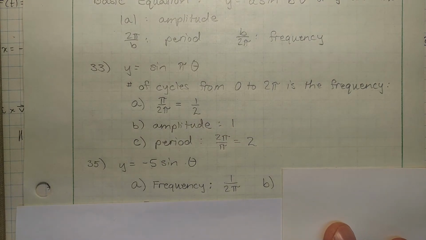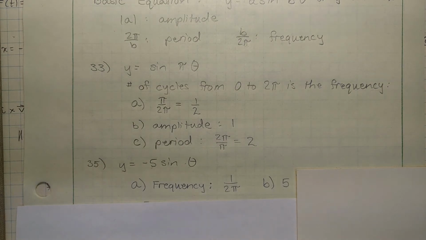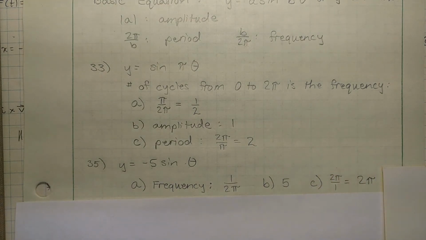And then for B, the amplitude is 5. It's the absolute value of this -5 here. And for C, the period is the reciprocal of the frequency, or just 2 pi.